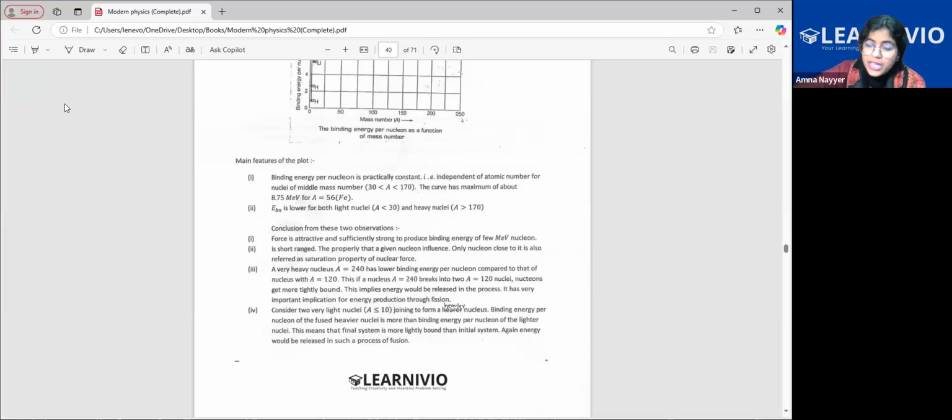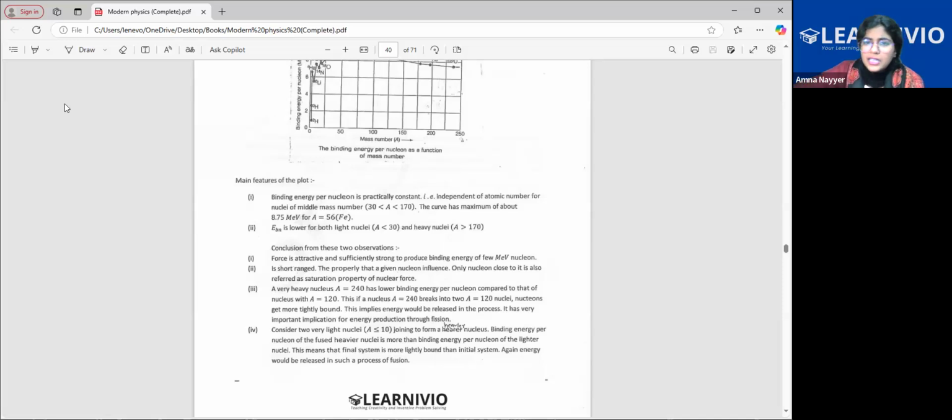It is a short range force. Heavy nuclei have lower binding energy as compared to the ones having mass number between 70 to 120. Then consider two very light nuclei joining to form a heavier nucleus. Binding energy per nucleon of the fused heavier nucleus is more than the binding energy per nucleon of the lighter nuclei. This means that the final system is more tightly bound than the initial system. Again, energy would be released in such a process of fusion.